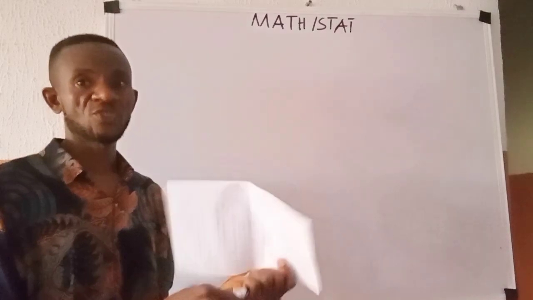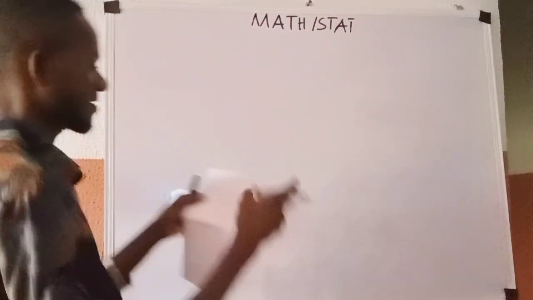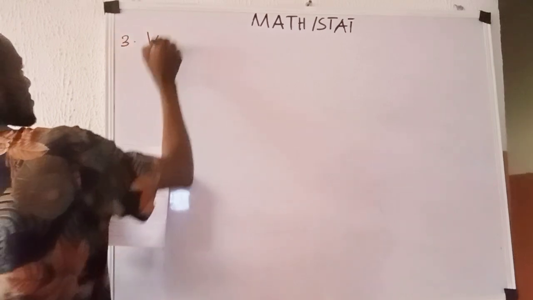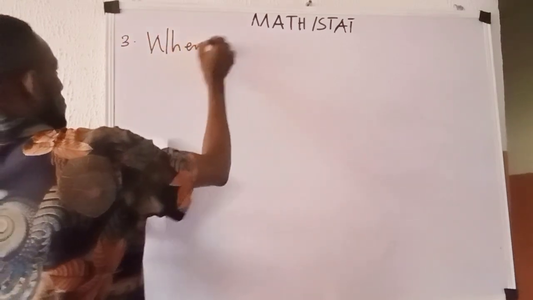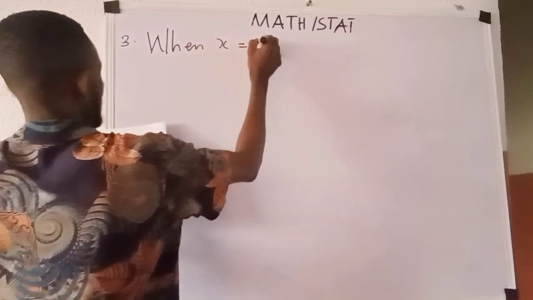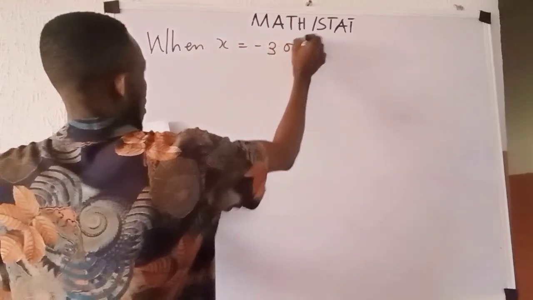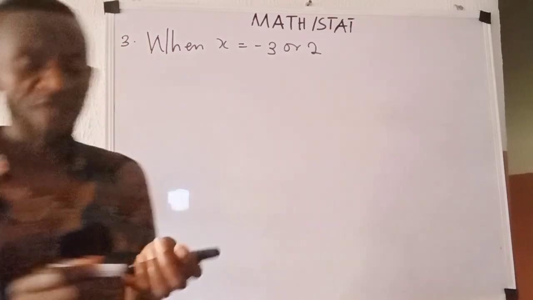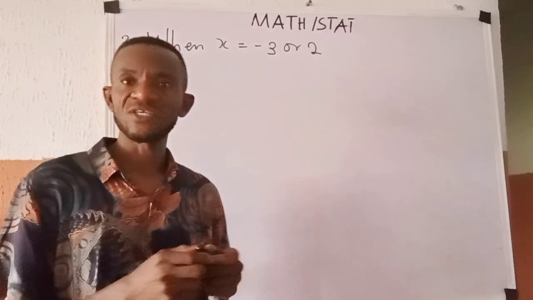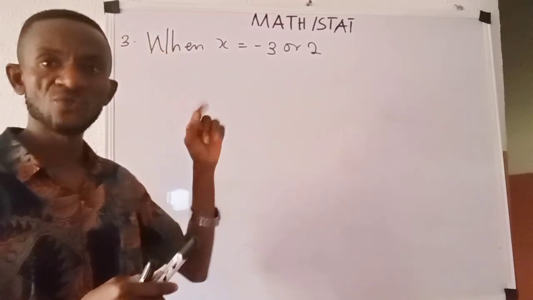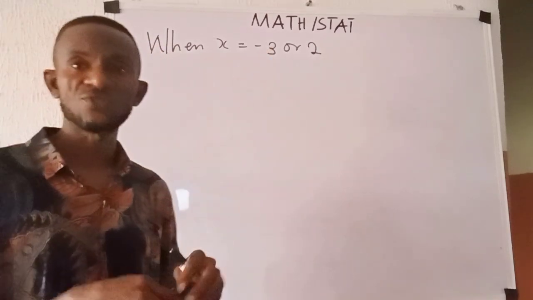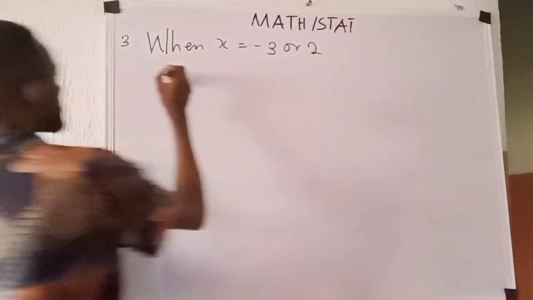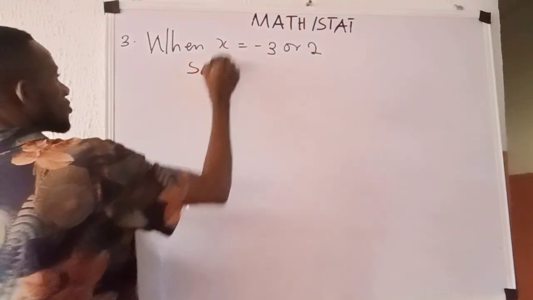Question number 3, which we have to solve with you. They say when x equals minus 3 or 2, we are to find the quadratic equation that has the roots minus 3 or 2. So as a way of solution, as usual, we do something like this. We say this is the solution.